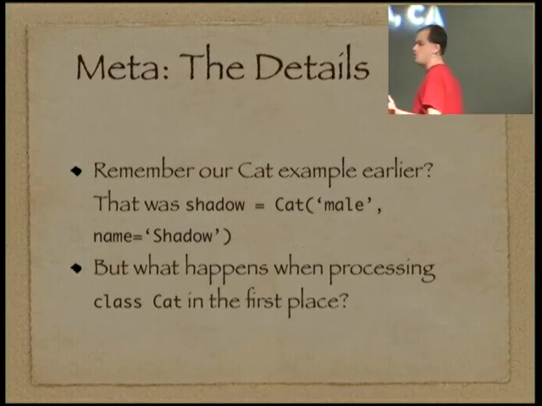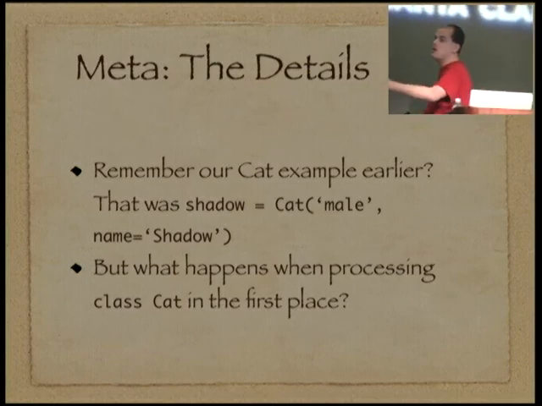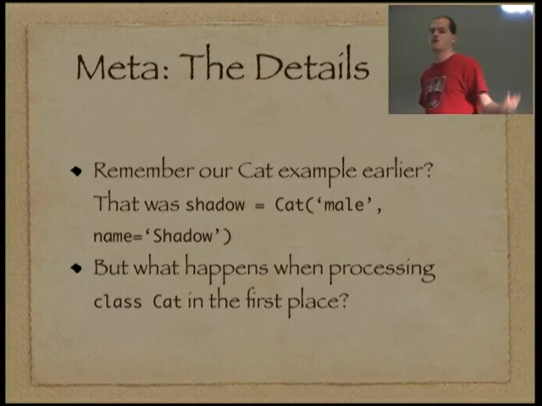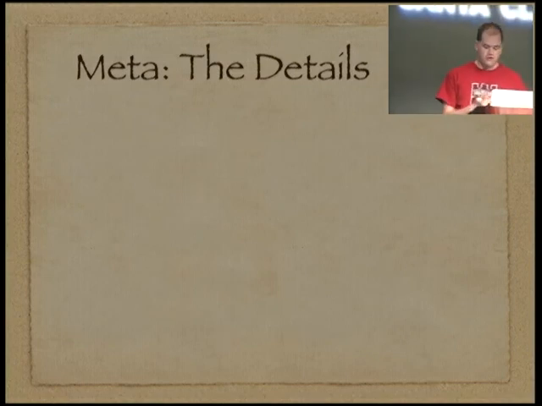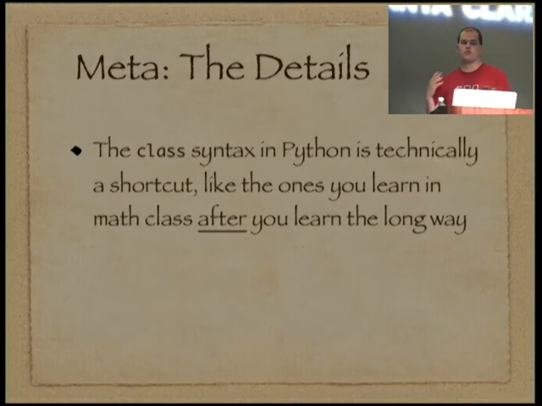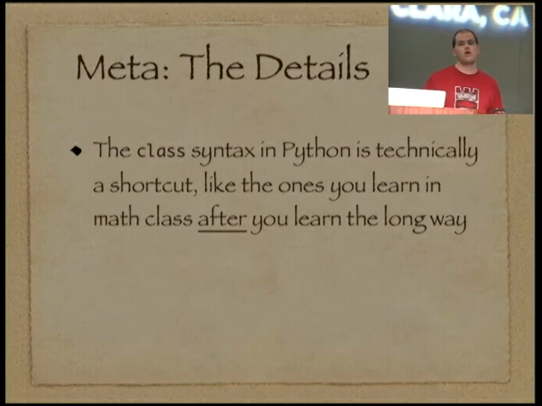So the Python interpreter, before it created shadow, it went through your declaration of class cat with that code block that I put up earlier. I'll have it up again. The class syntax in Python is a shortcut to class construction the hard way.